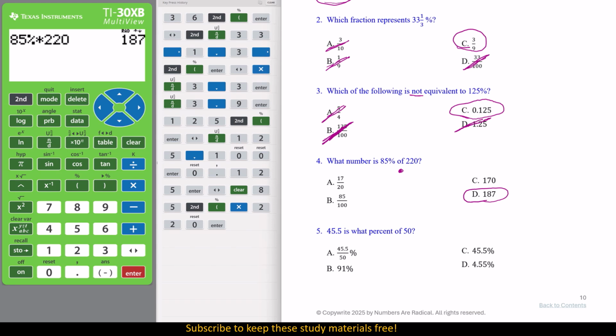45.5 is what percent of 50? Now, we need to enter that. Not enter, but rather consider it exactly the way it is written. And that's how we're going to get what to put in our calculator. Okay?